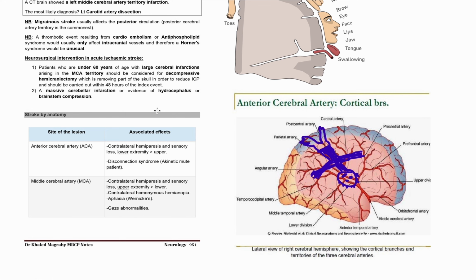Now we will discuss stroke by anatomy. Very important. In case of stroke by anatomy, we have to know about the different areas of the brain and the blood supply of the brain. We have discussed the blood supply of the brain in our previous lecture, and with the help of that lecture, you will understand this topic very clearly.